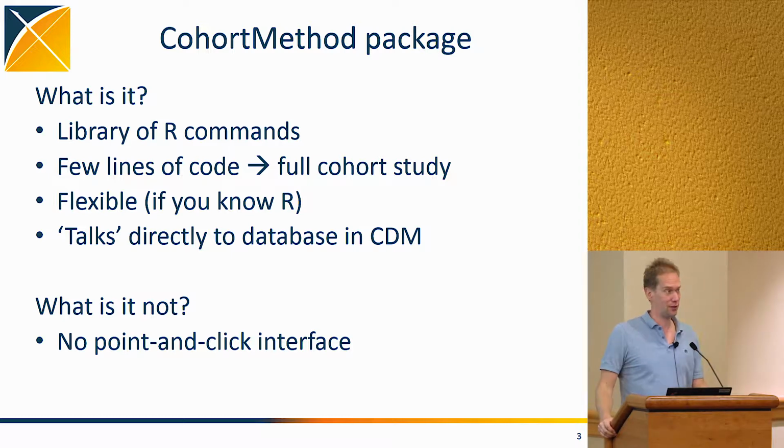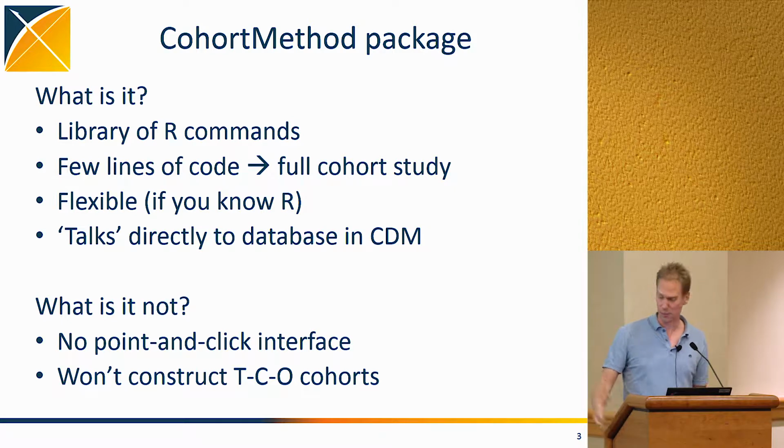You then feed that into another function, say createPs, which creates the propensity score. It has a bunch of arguments, but basically it uses that population that you just defined and fits a propensity model. You can say, oh, I want to match on that. Call another function, matchOnPs, and once you've matched on the propensity score, you can call another function, say fitOutcomeModel, and that will fit the actual model, for example, a Cox model. And if you inspect that last object, that will tell you what the hazard ratio is that you're trying to estimate.